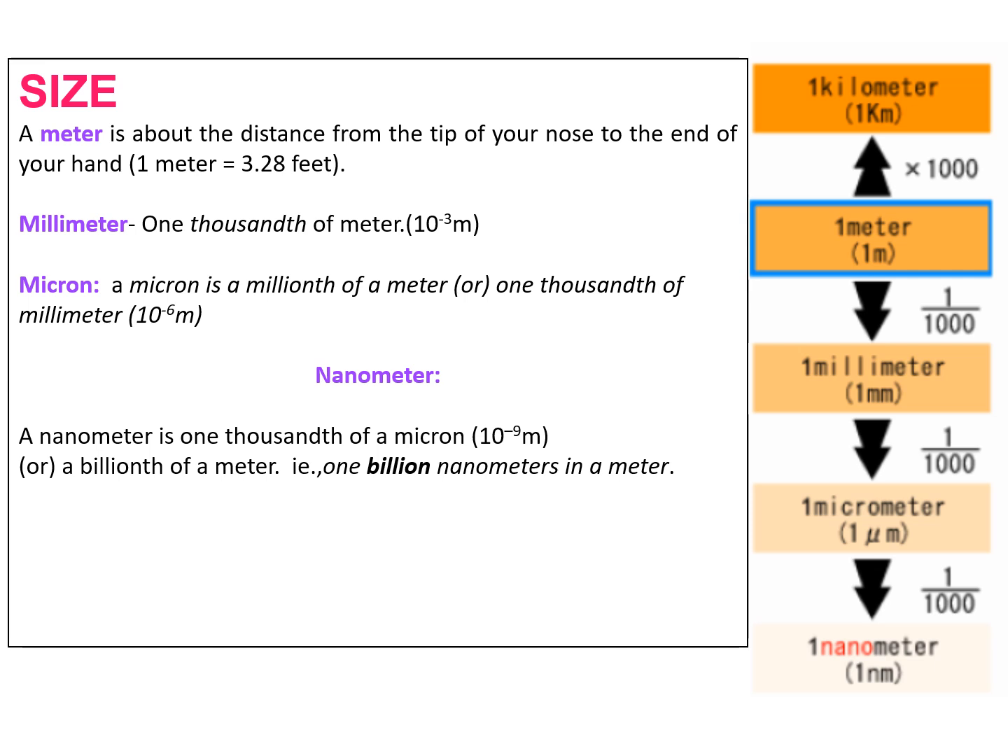Millimeter is 1,000th of a meter, or 10 power minus 3 meter. Micron is a millionth of a meter, or 1,000th of a millimeter. That is 10 power minus 6 meter. Now coming to what a nanometer is. A nanometer is very small and it is 1,000th of a micron. So it is 10 power minus 9 meter, or a billionth of a meter. That is, 1 billion nanometers in a meter.